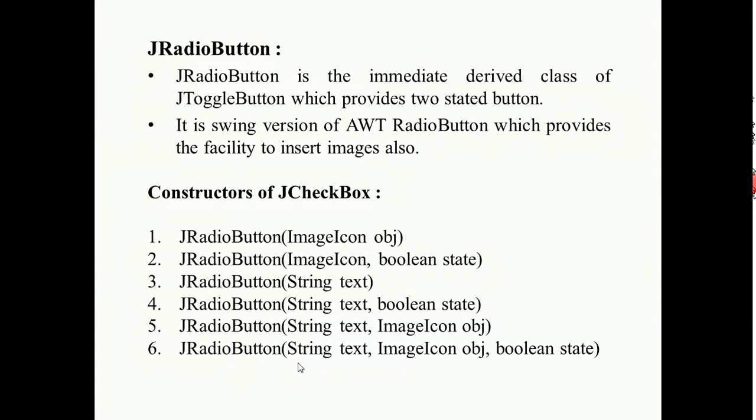The fifth constructor is JRadioButton with two parameters, String text and ImageIcon object. This constructor creates a radio button with the specified string and image. The sixth constructor has three parameters: String text, ImageIcon object and boolean state. String text is the text of the radio button with the associated image, and boolean state is the state of the radio button, initially selected or unselected. These six are the constructors of the JRadioButton.